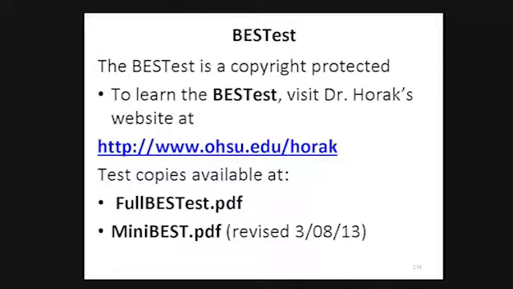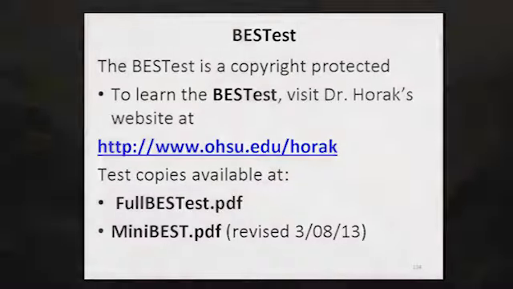Again, this is copyright protected. I couldn't give you the tool, but go to this website and you can download your tools from Dr. Horak for free. There's the full BEST test PDF, which is the big, long, lengthy one that hardly anybody uses because it takes too long. And Faye got a grip on that and said, okay, we made a Mini-BEST test. We took some components out to see, does it still work? Got the Mini-BEST test.